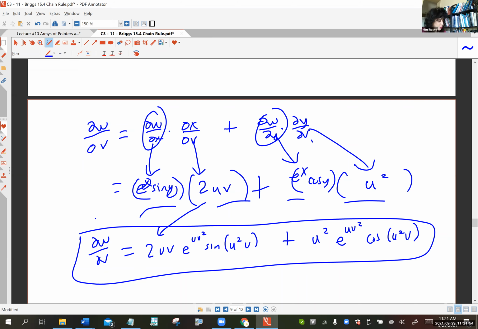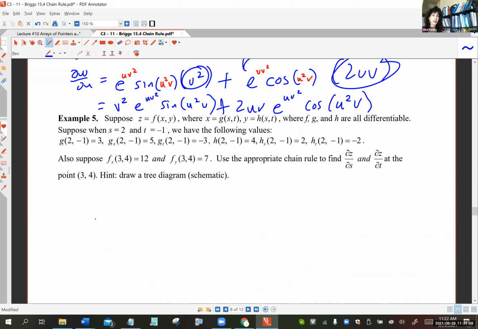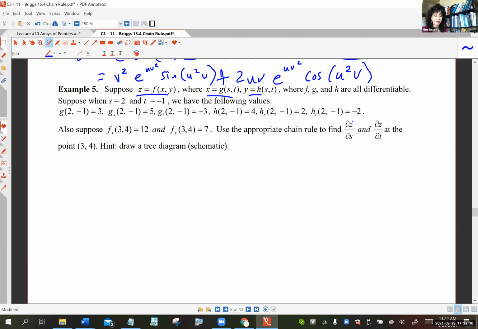So how can it get worse? Well, some of the examples that aren't in Briggs, but they're in other textbooks, and I love other textbooks the way they do this, and you'll see something like this. Suppose you're given z, which is a function of x, y, and x and y are themselves functions of two variables, s and t. This gets really alphabetically complicated, but they're just trying to trick you.